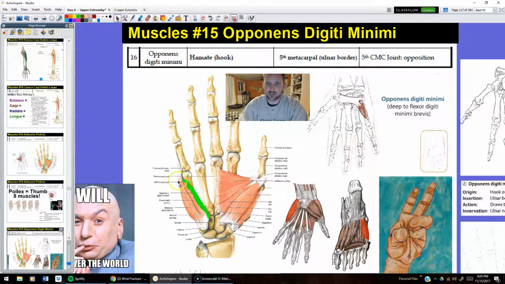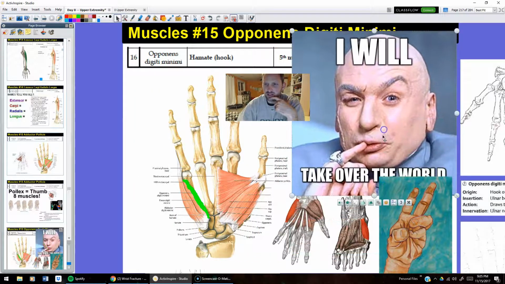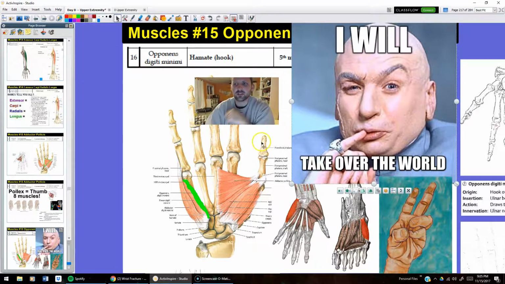And it inserts onto this 5th metacarpal, this ulnar border, in this case the medial border of this 5th metacarpal. And what it does, at the pinky, it also produces this kind of opposition of that joint. So those two muscles together produce that amazing ability for your thumb to touch your pinky, which not many species have. And yes, this is also used by, is it Dr. Evil? I haven't actually seen this movie in a long time, to take over the world.